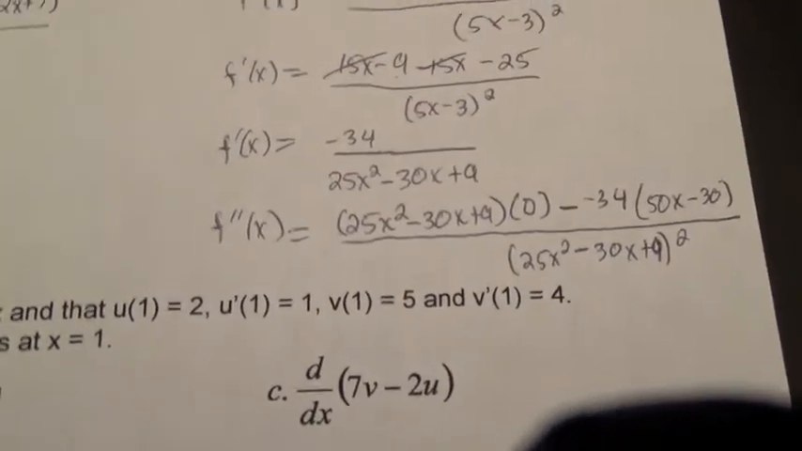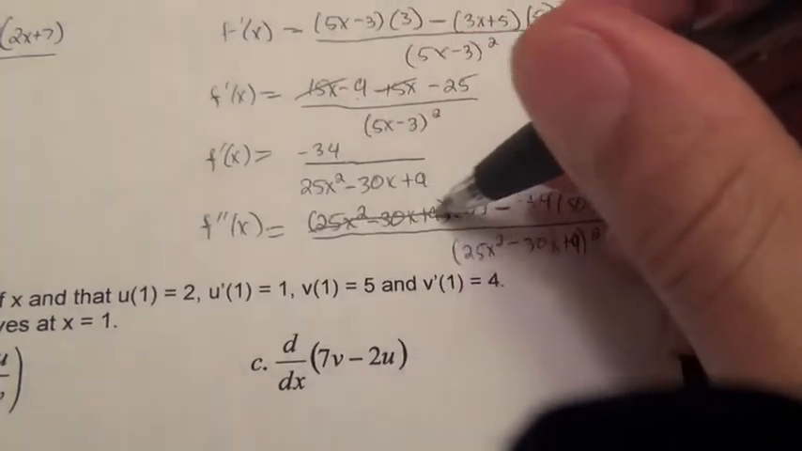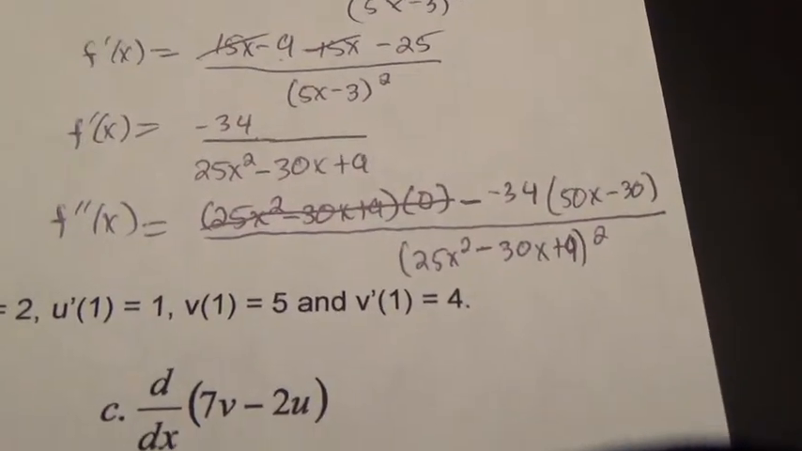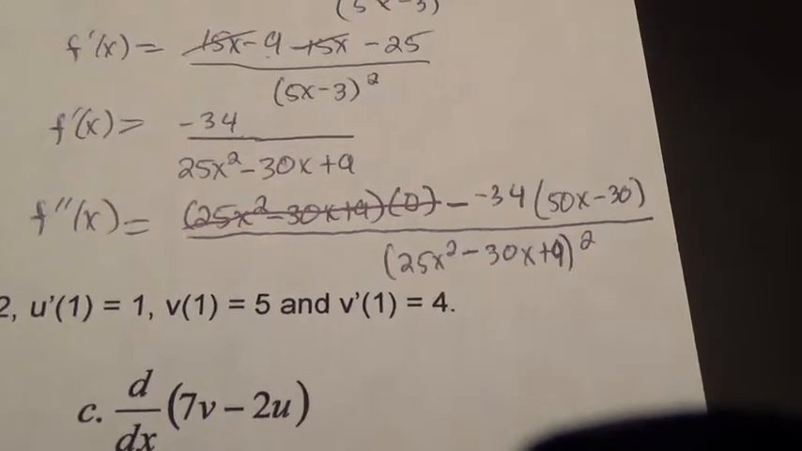I wouldn't ask you to simplify this too much. Just know that this would cancel because of that 0 there. You get a plus 34. You could distribute if you'd like. Not really that big of a deal. Okay?